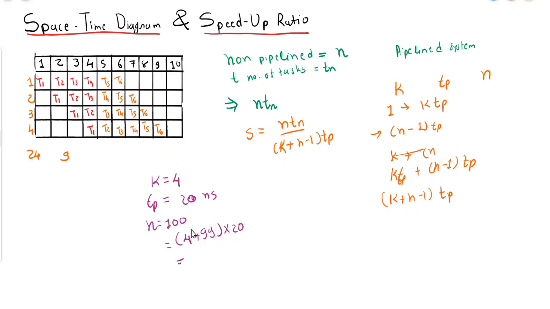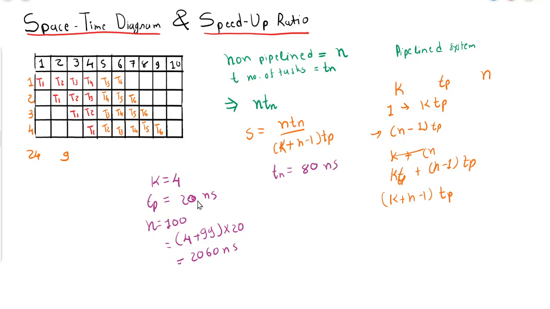so we will get 2060 nanoseconds. Now let us assume that in a non-pipeline system, the non-pipeline system is similar to this pipeline system, but there won't be different segments. So 20 into 4, so for the non-pipeline system let us assume that for each task we require 80 nanoseconds.